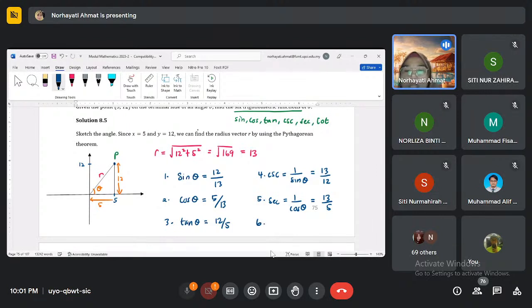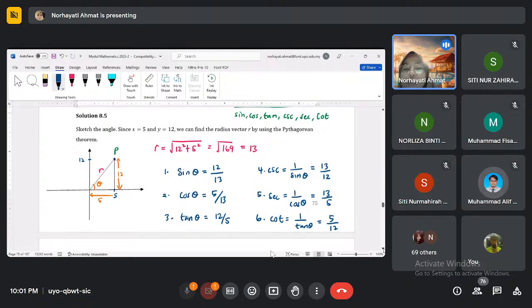Number 6 is cot. Cot is 1 over tangent. Therefore, cot is equal to 5 over 12. Alright, boleh kelas?